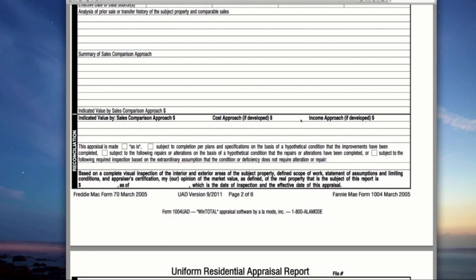On the adjustment grid, if the subject doesn't have a pool but a comparable does have a pool, then the reader should expect to see a negative $5,000 or $10,000 adjustment. But those adjustments can vary, because in other areas of the country, a pool could be a big plus, or it could be a real negative. If you're in Alaska, the pool is a detriment. It's not an added asset. Whereas if you're in Arizona, and Arizona is not an accurate choice because it's too hot for pools.